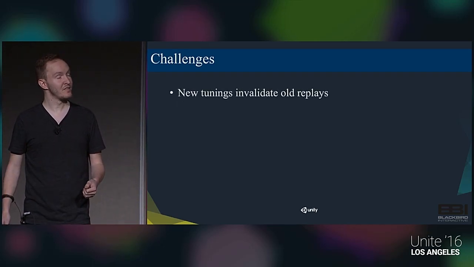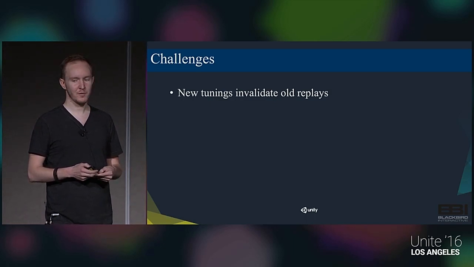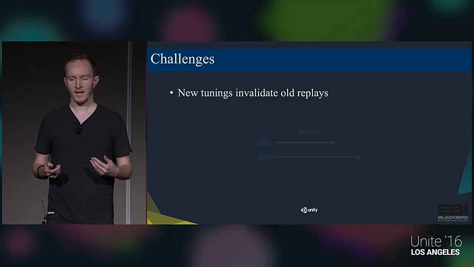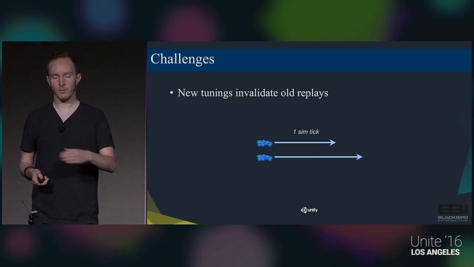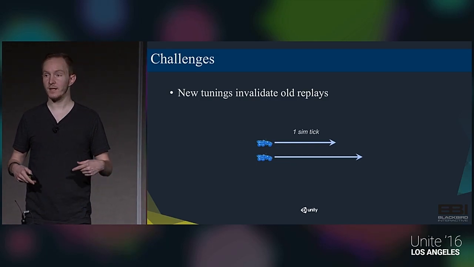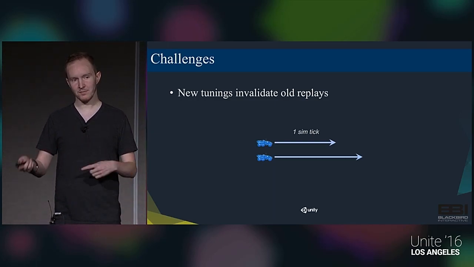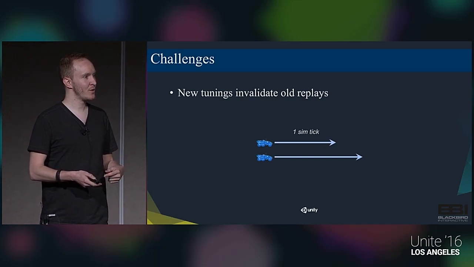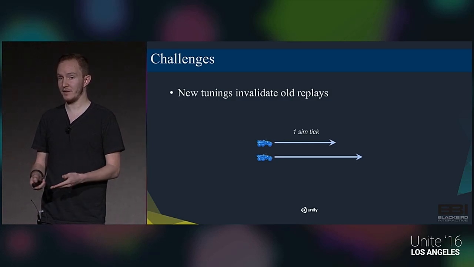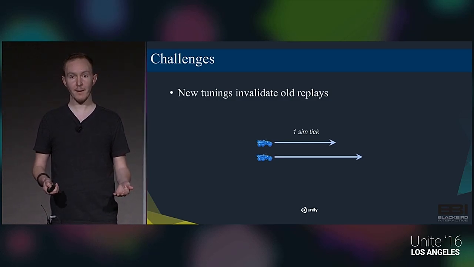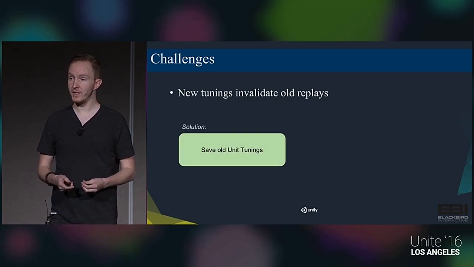Another big challenge is that new tunings invalidate old replays. Not super intuitive, but basically what this means is that if I have version one of our game and a base runner in one simtick moves this far, then we update the game and all the designers are like, base runners need to move faster. Now it moves this fast. So this is a problem because if I replay this replay now using new tunings, it's not going to happen the same way. The base runner is going to make it to the other side of the map faster than it did before. So what can we do? You can save old tunings.